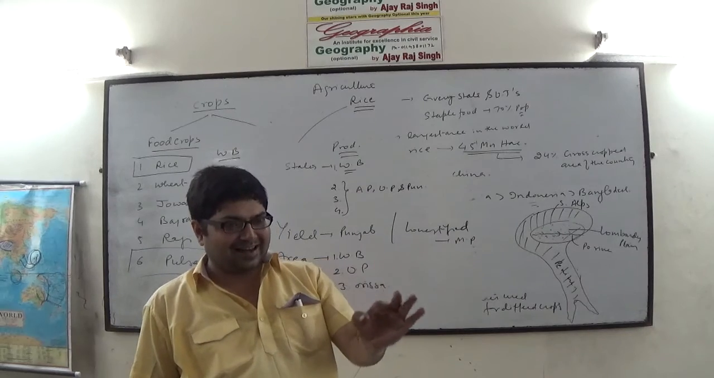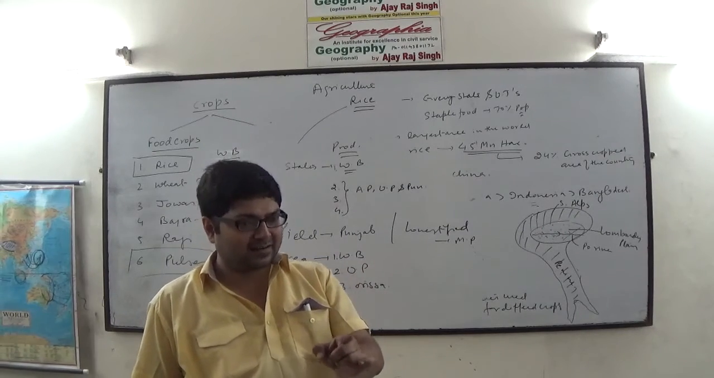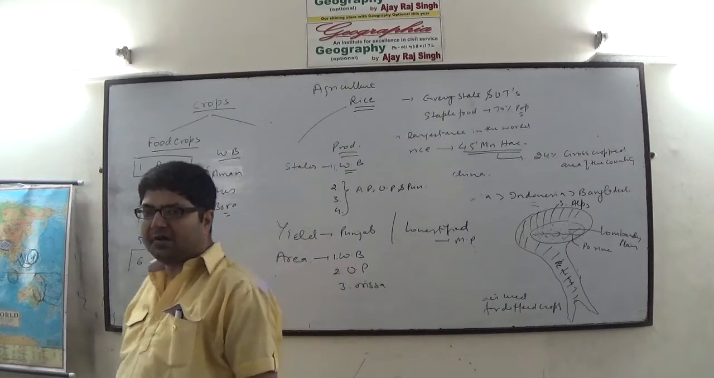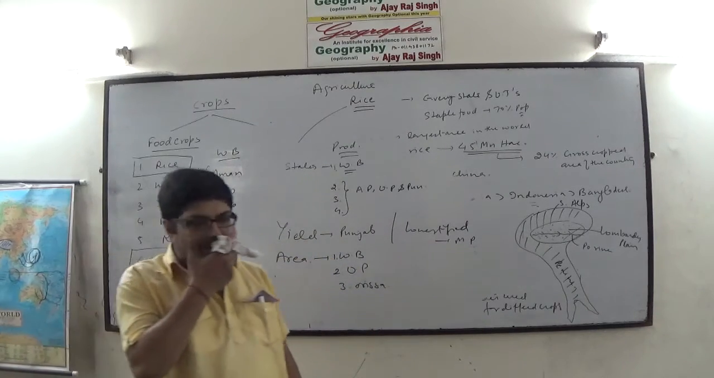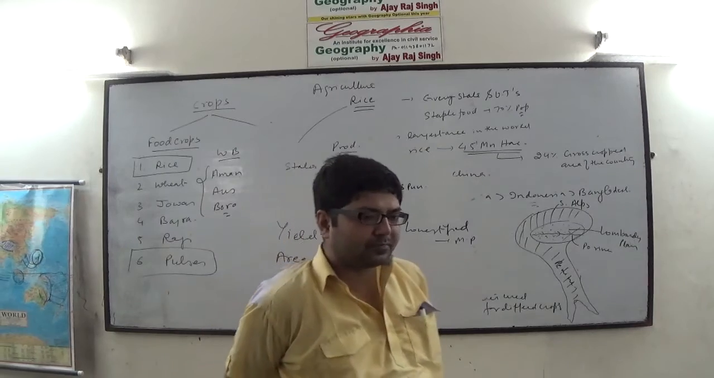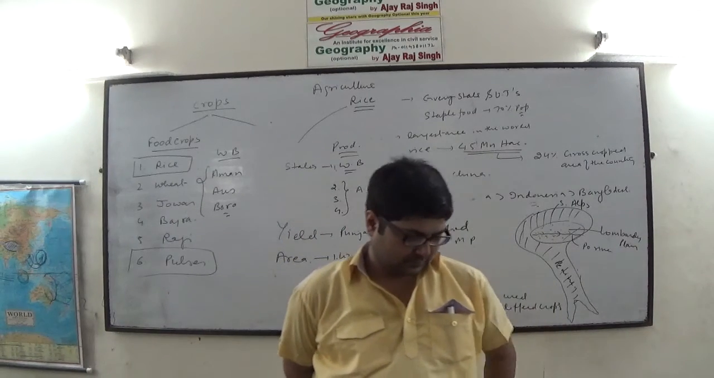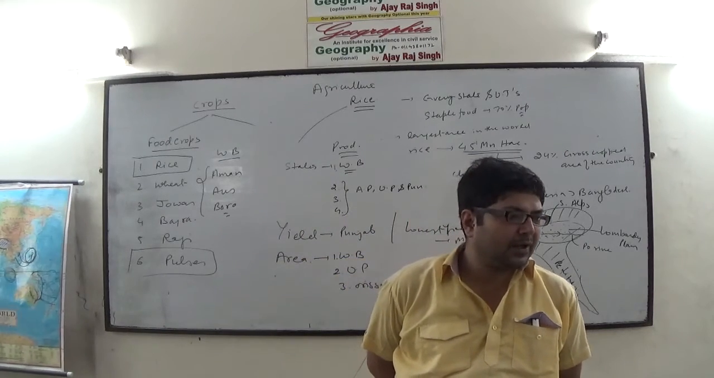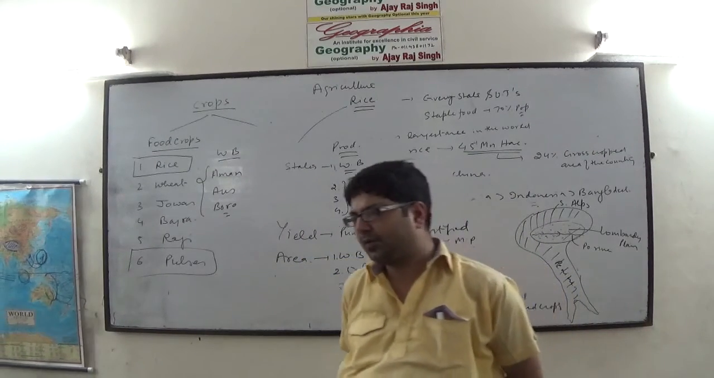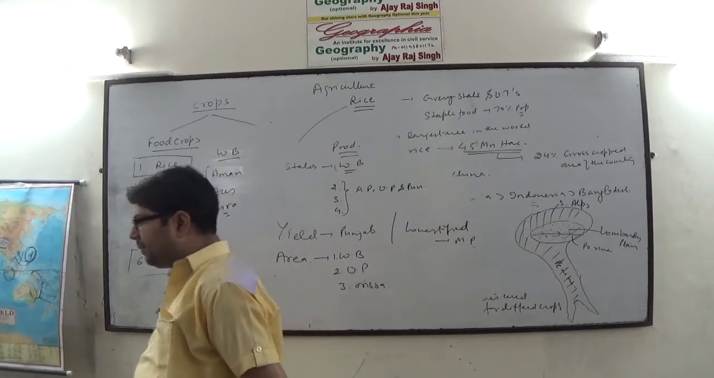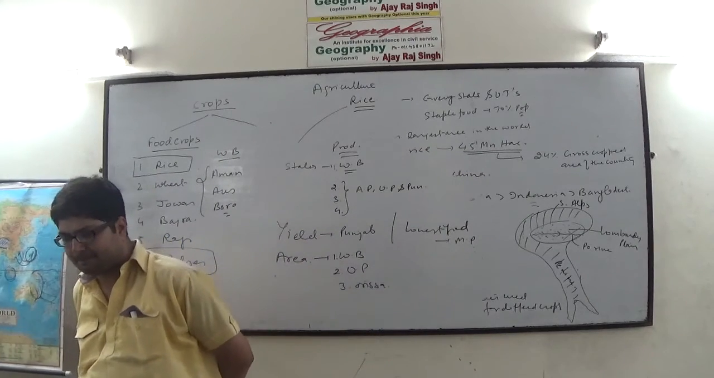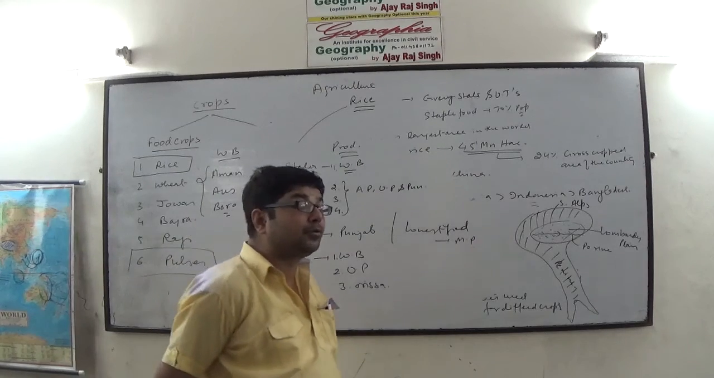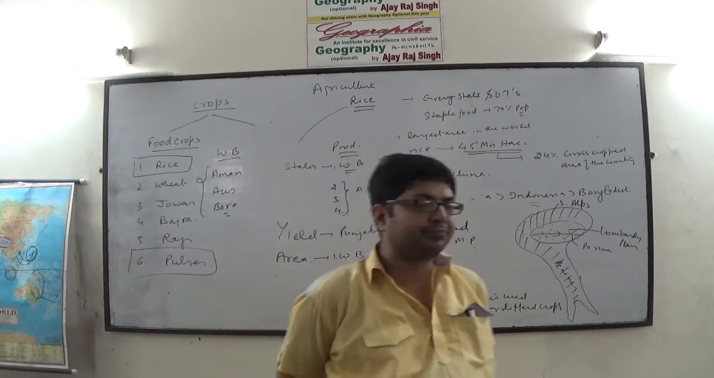These areas are eastern Jharkhand, take down eastern Jharkhand, West Bengal, Assam, Manipur, Meghalaya, Mizoram, Tripura.